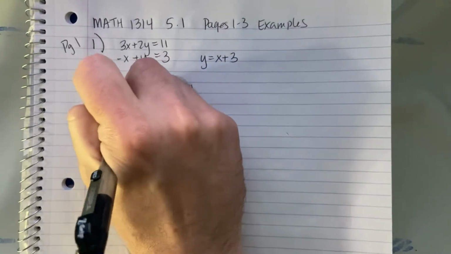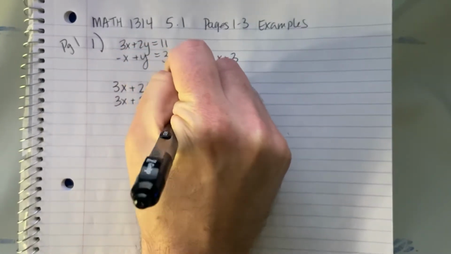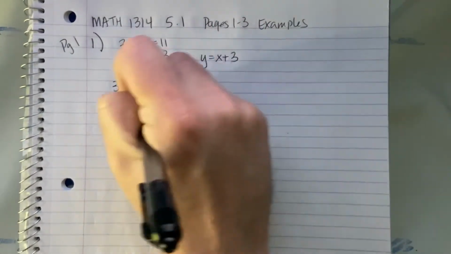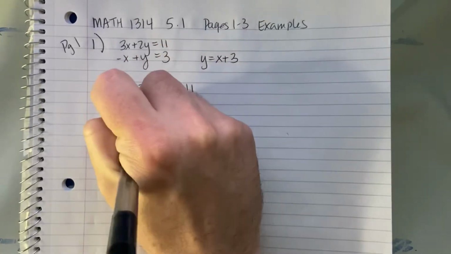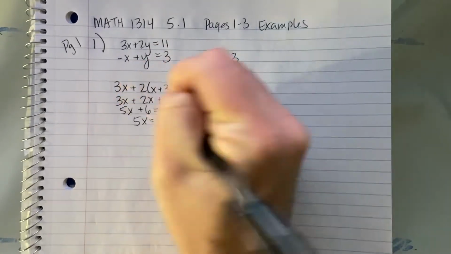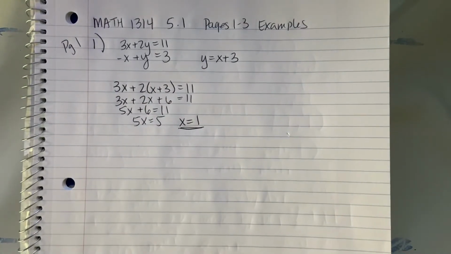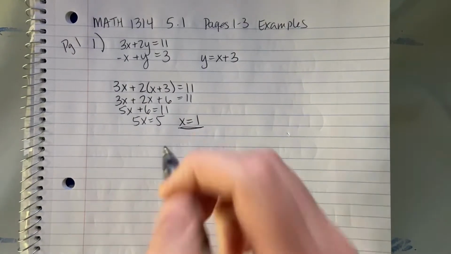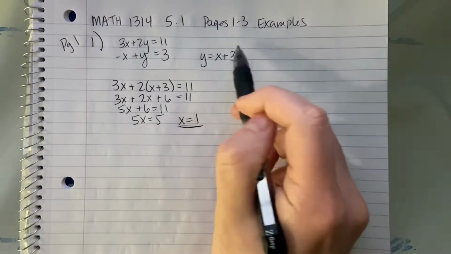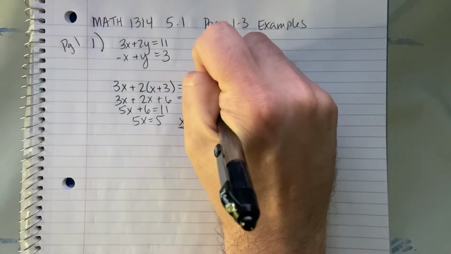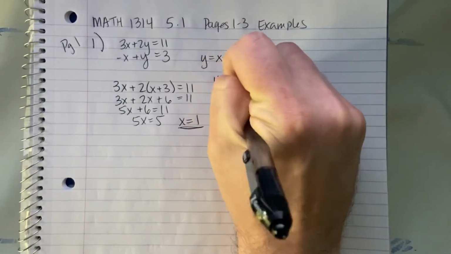That is 3x plus, distribute the 2, 2x plus 6 equals 11. That would be 5x plus 6 equals 11. Subtract the 6 over, 5x equals 5, which leaves x to be 1. Now, I need an answer for x and y, of course, so I need to take that one and plug it in to get y. I already have an equation solved for y, so that's the easiest place to do it. Y equals 1 plus 3, so y is 4.